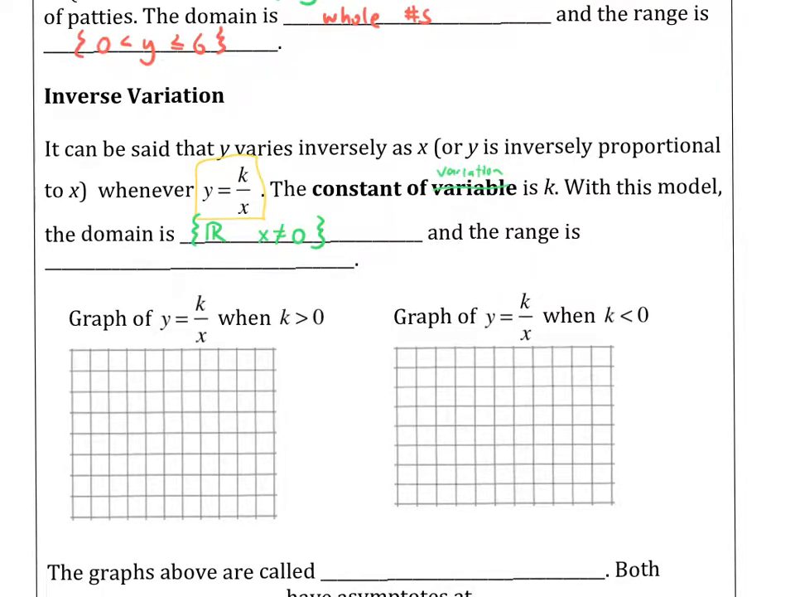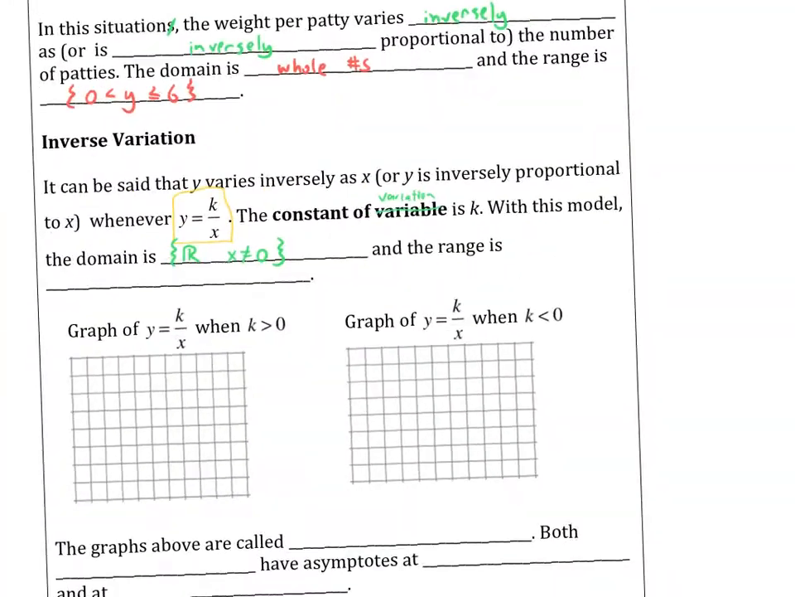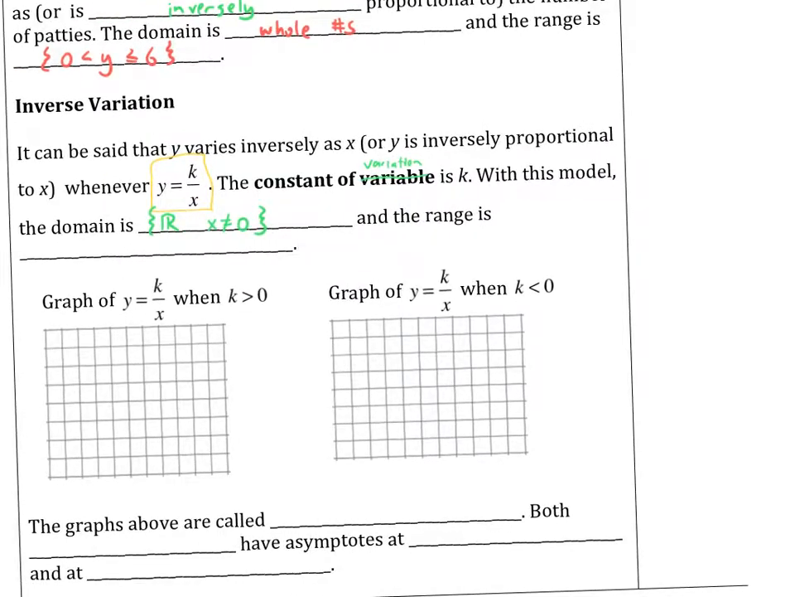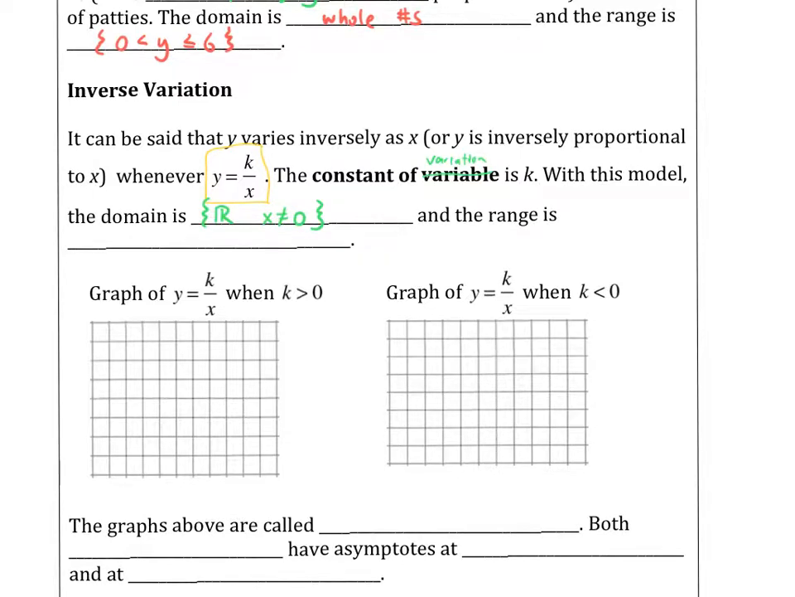Practically speaking, we don't always include all real numbers, like in our previous situation. We only included the whole numbers because we are counting by patties. Okay, next, the range. Turns out the range is going to be all real numbers as well, except 0. Notice here, I cannot legally divide by 0. So if x were 0, it would be undefined. So that's from the equation, that's where I'm getting that.